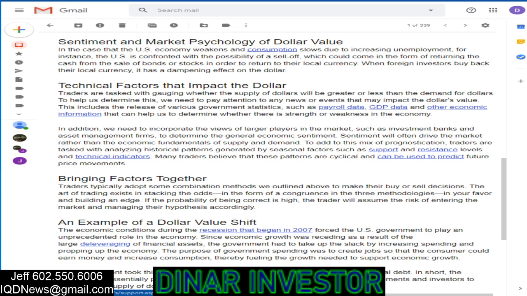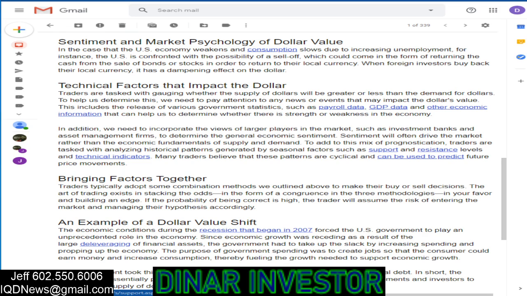But yet the value of the U.S. dollar is shooting through the roof. Now let's look at the next one: technical factors that impact the dollar. Traders are tasked with gauging whether the supply of the dollar will be greater or less than the demand for the dollar. To help determine this, we need to pay attention to any news and events that impact the dollar's value. That includes the release of various government statistics such as payroll data, GDP data, and other economic information, to see if there's weakness in the economy, guys.